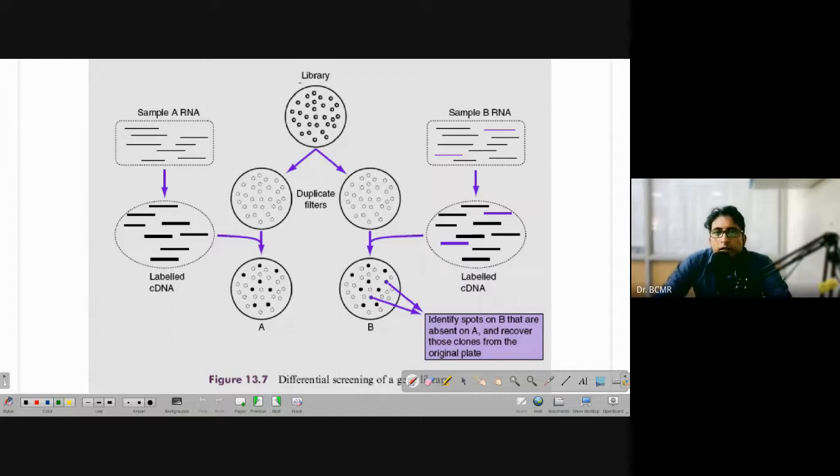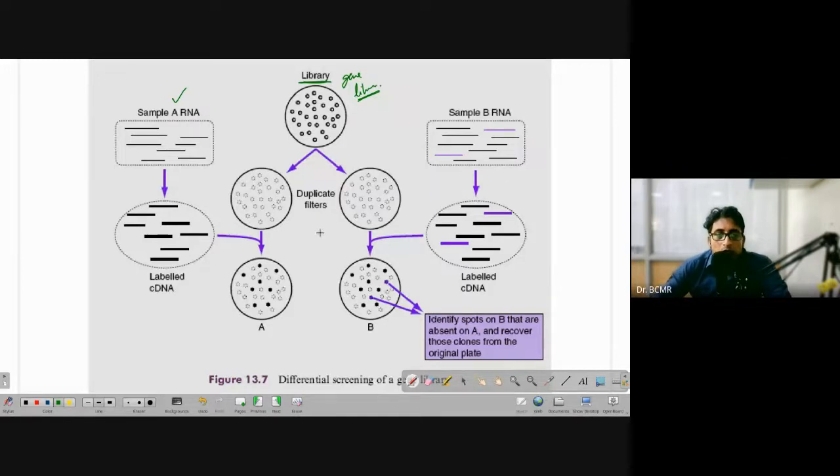So here is a library of genes. You can think of it as a gene library. And now we are making a gene library that has all the genes, right? All the sequences expressed in an organism, right? It is a set of clones that are representing all the sequences in the genome. That is a gene library.